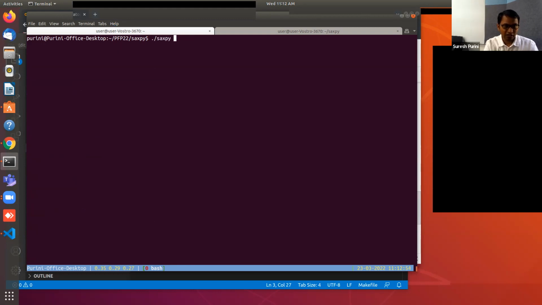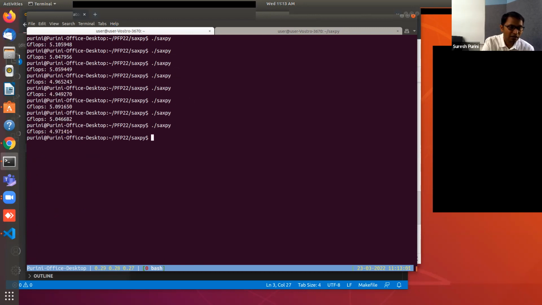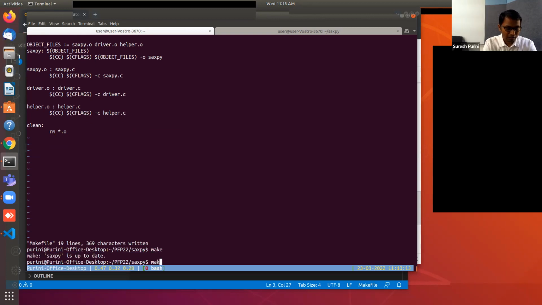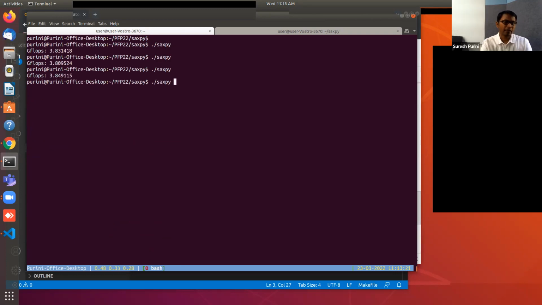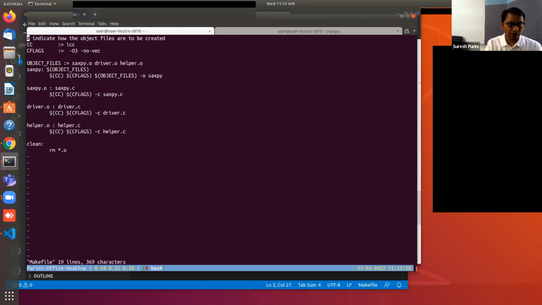ICC. So now it's interesting. We are more or less getting 5 only when we increased it. Interesting. Should we put no wake and see what is happening? So it is showing consistently 3.8. With vectorization, we are able to go up till.